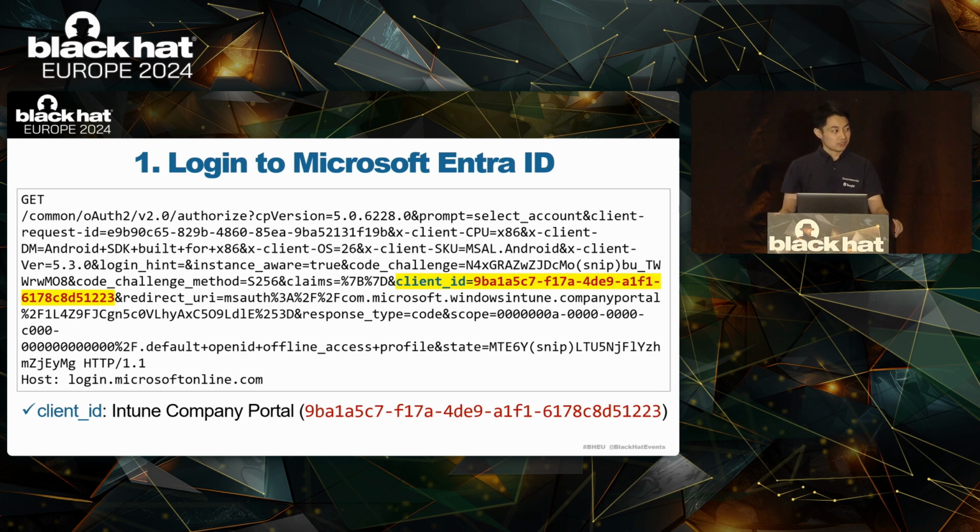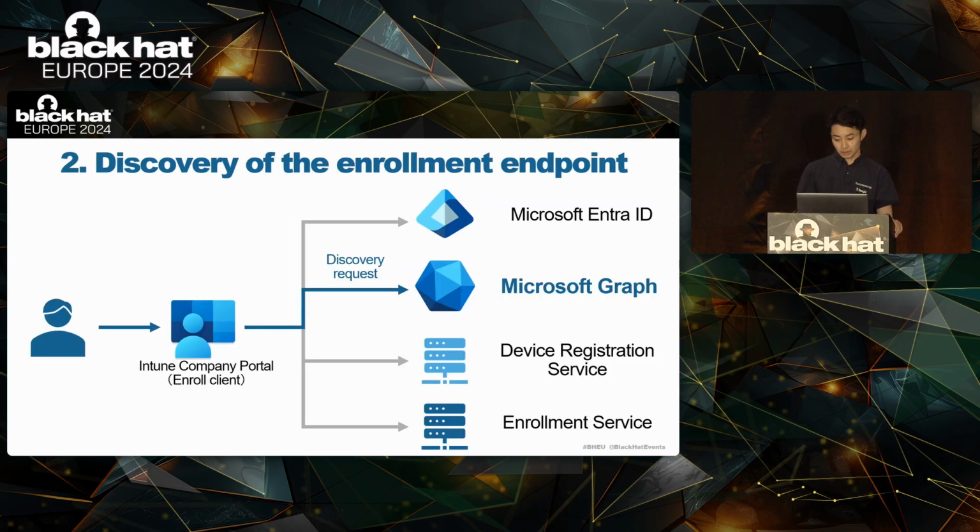And once the app receives the credentials, the app sends login request to Entra ID. And this is the example of the login request. And what we want to look at here is that the client has the client ID of Intune Company Portal app, which means that this login is made by the Intune application. And after the successful login, Intune application receives access token from Entra ID.